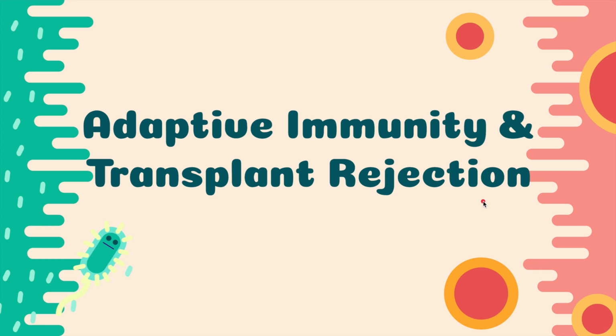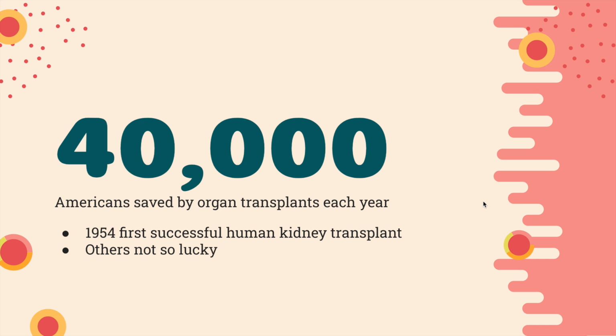So today we're going to talk about adaptive immunity and organ transplant rejection. Each year around 40,000 Americans are saved by organ transplant, and in 1954 the first successful human kidney transplant was performed, which was a really big breakthrough in medicine. But transplant attempts before and after weren't so lucky. There were symptoms such as pain, fever, shortness of breath, organ failure, and even death.